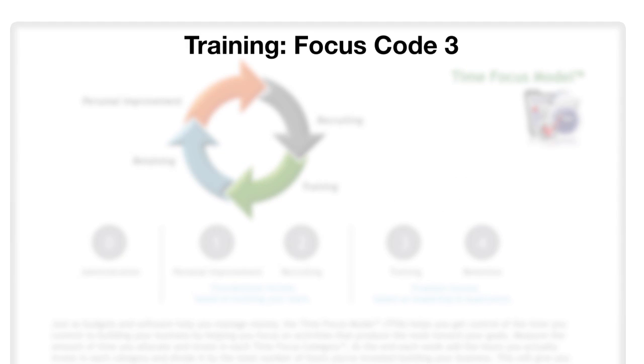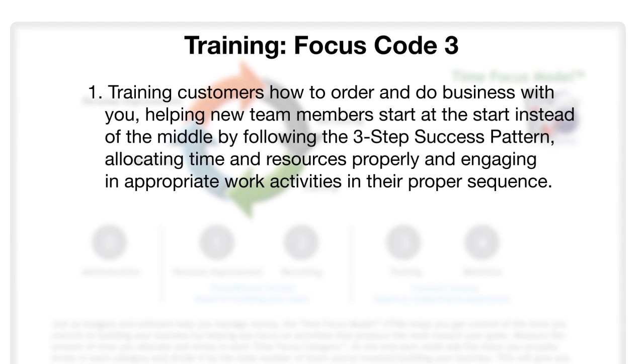The two freedom income producing activities include training and retention. Training, TimeFocus code 3, relates to training customers how to order and do business with you. It also includes helping new team members start at the start instead of the middle by following the 3-step success pattern, allocating time and resources properly, and engaging in appropriate work in its proper sequence.